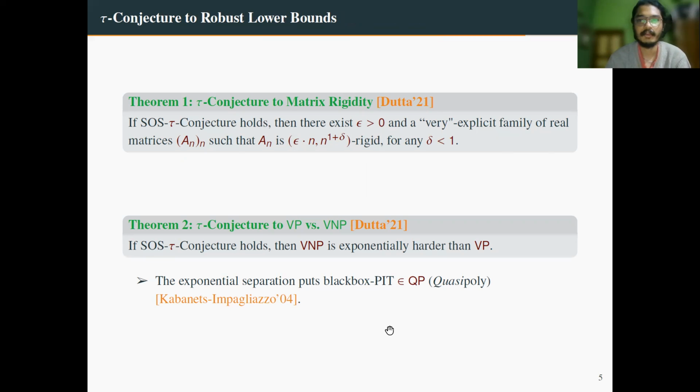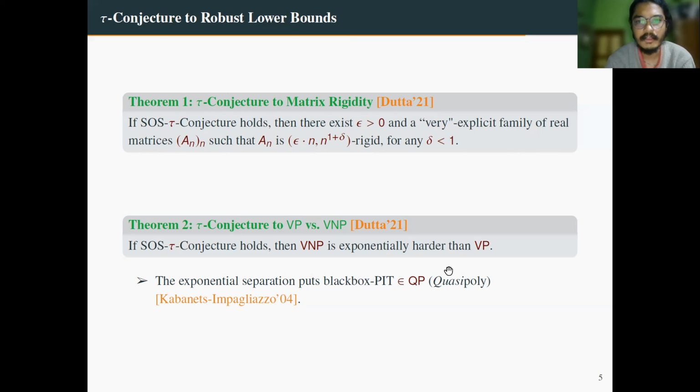Now, if you assume this conjecture, we can show that there are rigid matrices, and you can also prove that VP not equal to VNP. In fact, there is an exponential separation between VNP and VP, which is good enough evidence that P should not equal NP. Note that it does not imply P not equal to NP, but many people believe that proving VP not equal to VNP is essential to proving P not equal to NP. And in fact, this also puts PIT in quasi-polynomial time by Kabanets and Impagliazzo.